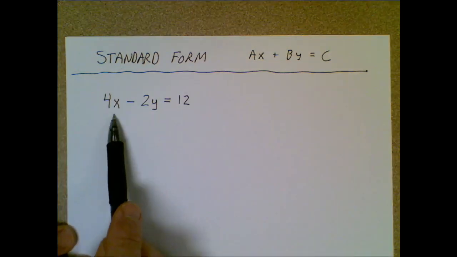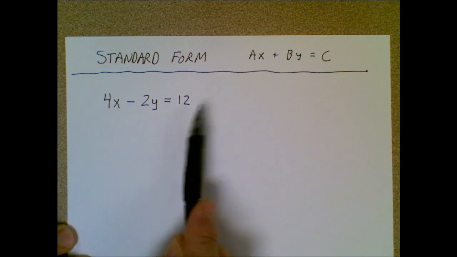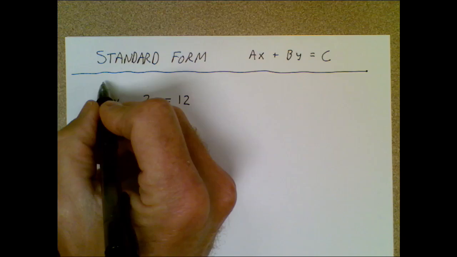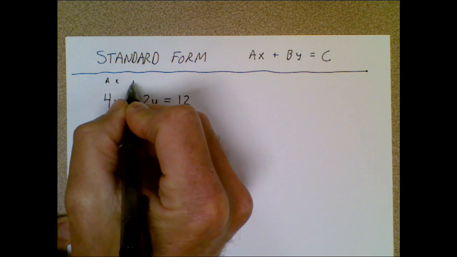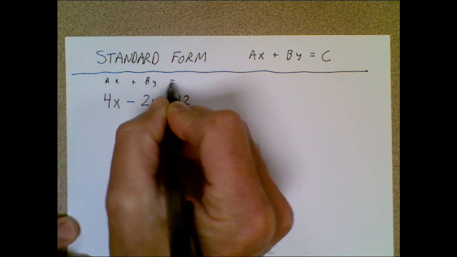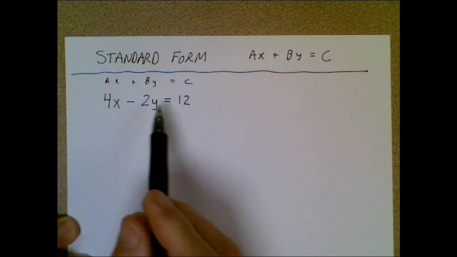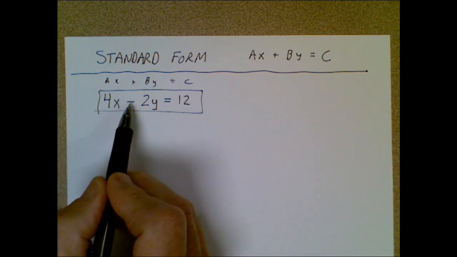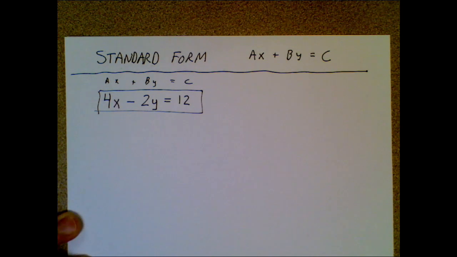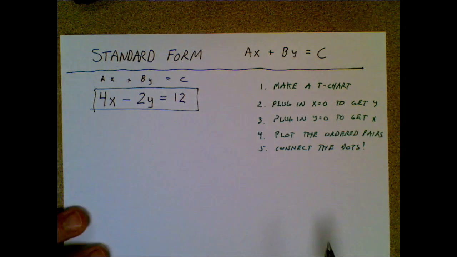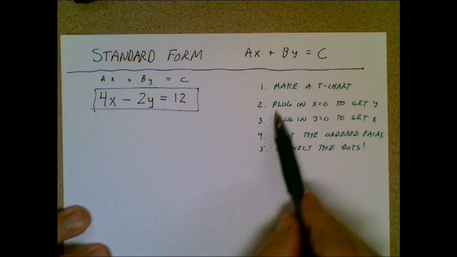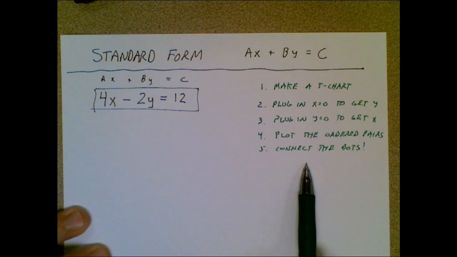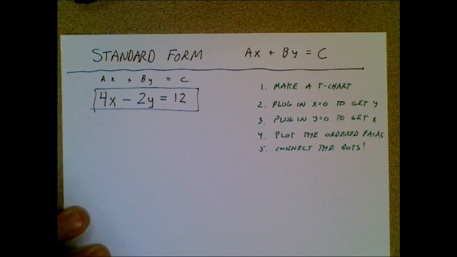The first thing I notice with this example is it is written in this form, so I can see that it's ax plus by equals c. That's standard form. And here is the problem I'm working with. Of course, I've got a plus and a minus there, which can be a little bit annoying, but we'll deal with that. For those of you who like procedures, I've written the procedure that I'm going to follow over here, and as I do each step, I will refer to where I am in this procedure.